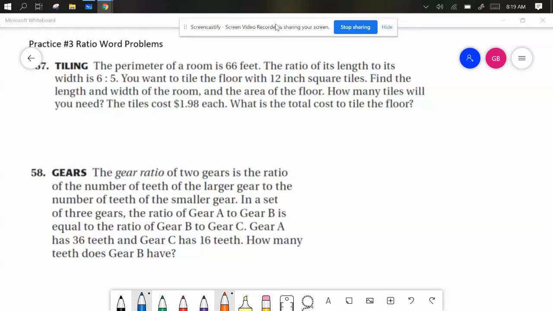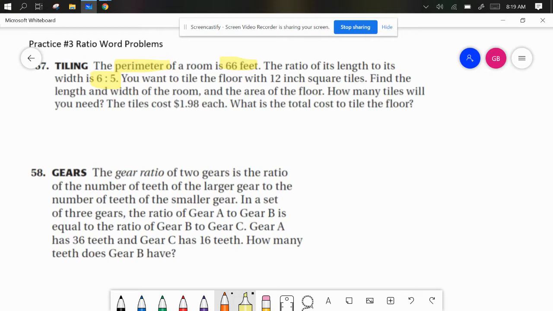57. The perimeter of a room is 66 feet. The ratio of its length to its width is 6 to 5. You want to tile the floor with 12-inch square tiles. Find the length and width of the room and the area of the room.